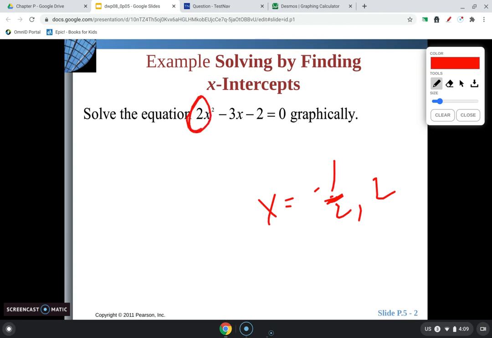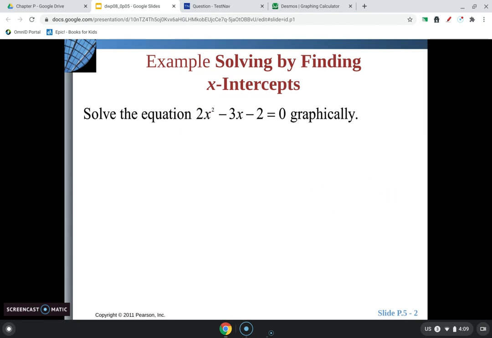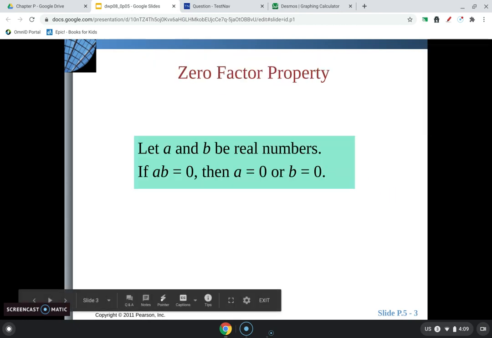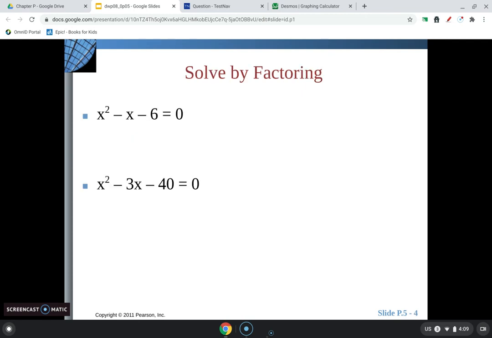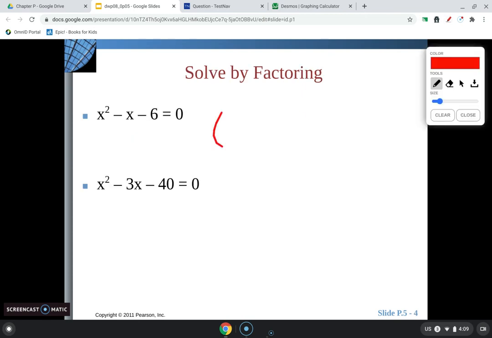If you have a number in front of the x squared there, you're going to want to probably do it graphically or quadratic formula, and we'll get to that in a little bit. All right, the zero factor property: if a times b is 0, then a is 0 or b is 0. So if something multiplies to be 0, then one of the numbers has to be 0.